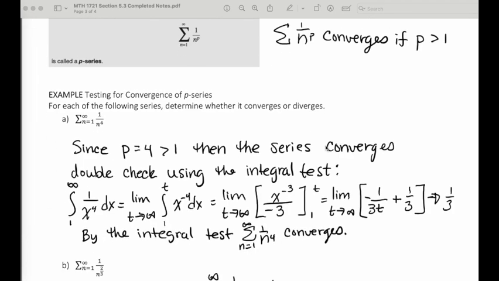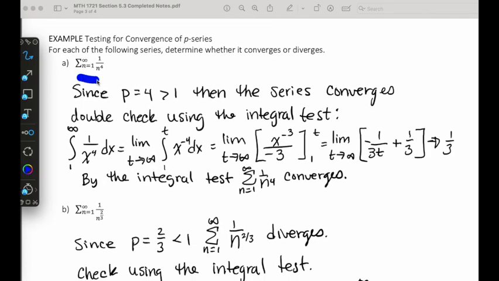So to convince ourselves that this is true, we're going to show both ways using the p-series and the integral test. We're going to show that this series converges. Now, this is set up in the form of a p-series because I have 1 over n to some power. My p is 4 in this case, which is greater than 1. So when we think of it in terms of the p-series, we know that it converges because the p is greater than 1.